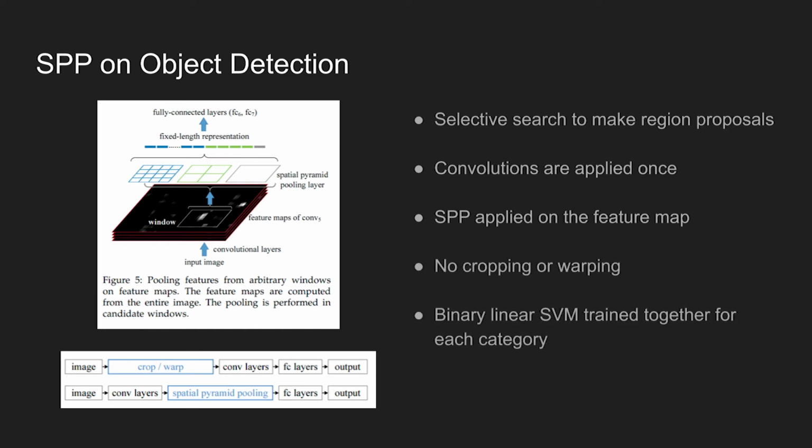The bottom figure shows the difference of pipeline between the old method and the newly proposed method. On the top, we see that the crop and warp operation is applied at the image level, and the conv layer is applied at each region proposal. While at the bottom, we see that the convolution operation is just applied once, and spatial pyramid pooling is used to generate a fixed number of feature outputs.